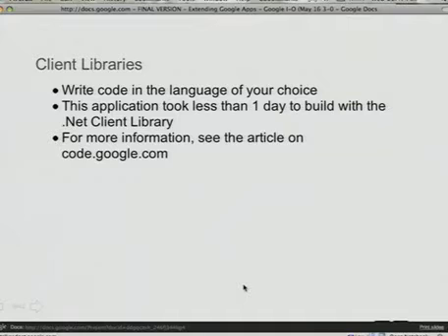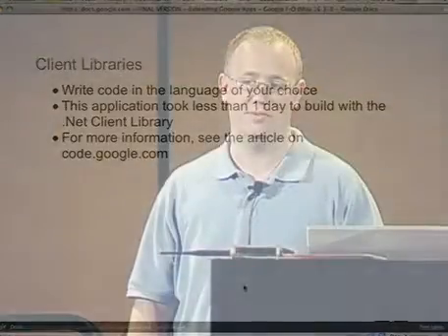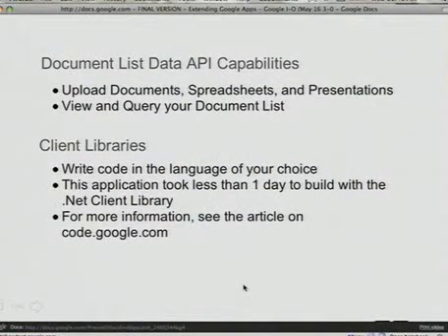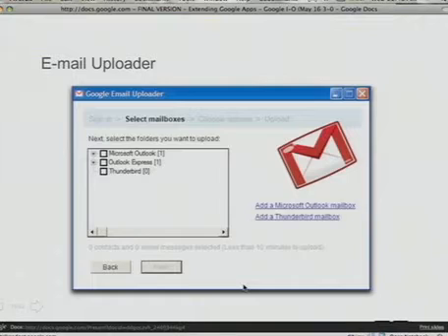So we have these client libraries to allow you to more easily work with our APIs using traditional object methods that you're used to in most of your code. And we have an article on code.google.com which has more information on both that DocsList Uploader and getting started on each of our client libraries. Duplicating a little bit of content here, but the document list data API basically allows you to just upload the documents and retrieve an existing list of all your existing documents.